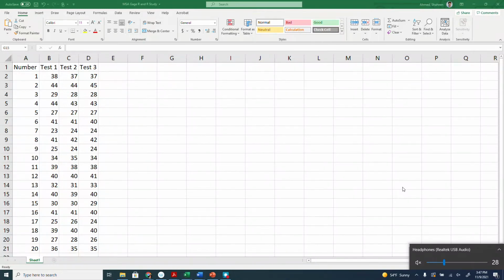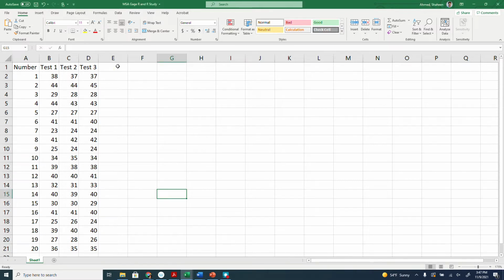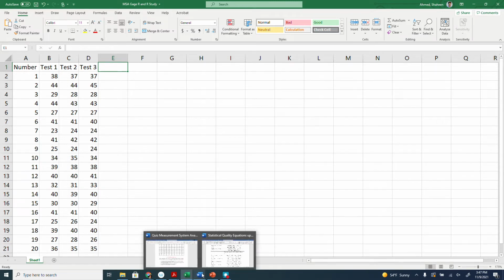Measurement system analysis, or measurement system capability analysis, is also known as gauge R&R study, or gauge repeatability and reproducibility study. We'll discuss how to perform that using Microsoft Excel in this video. All you need is a simple Microsoft Excel, and this is based on the range method or control chart method. We're going to first create the control chart, and then there are some additional calculations for the repeatability and reproducibility part.